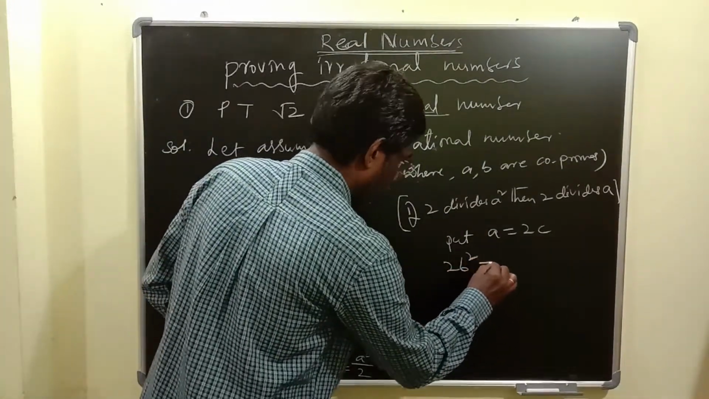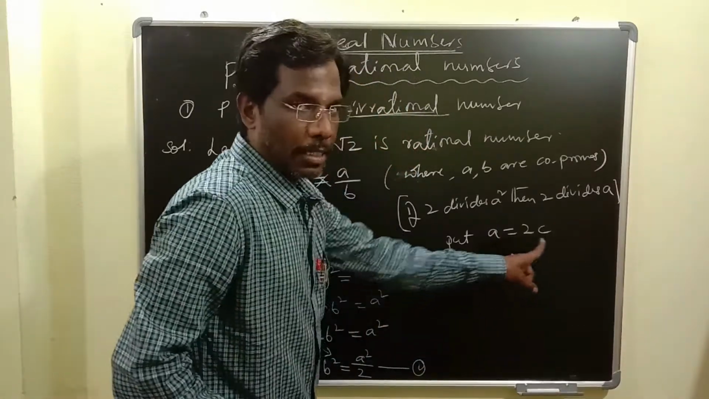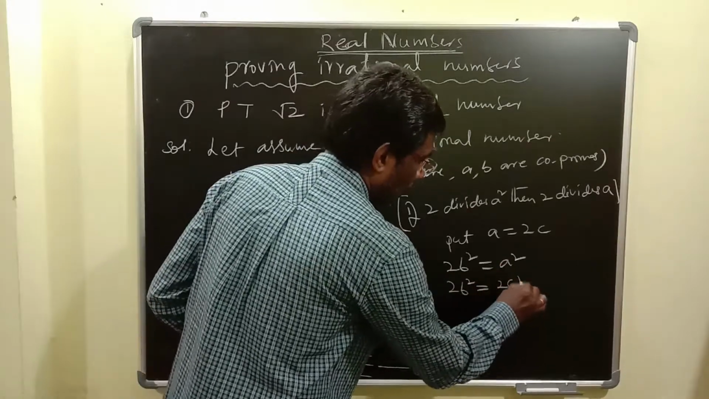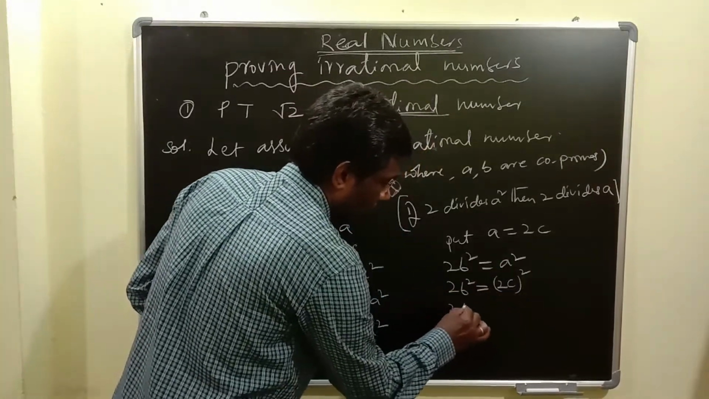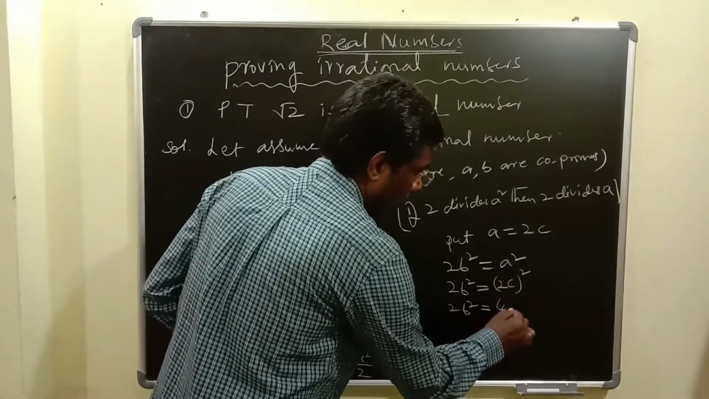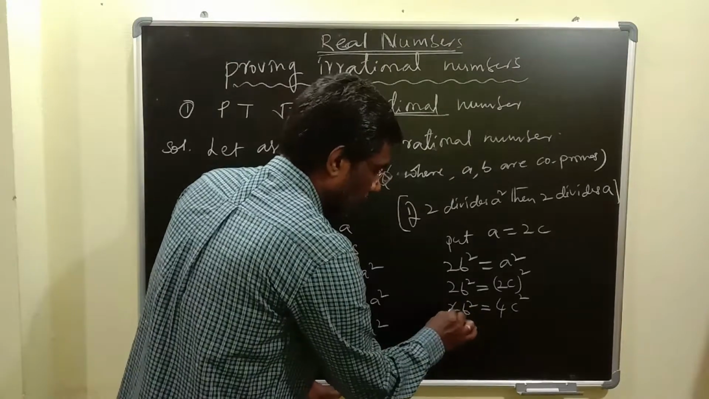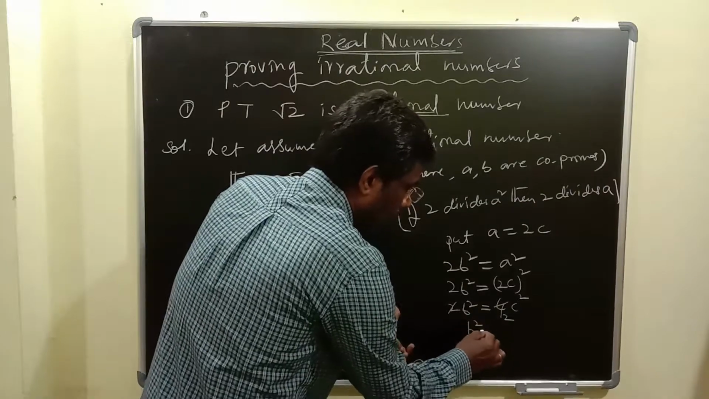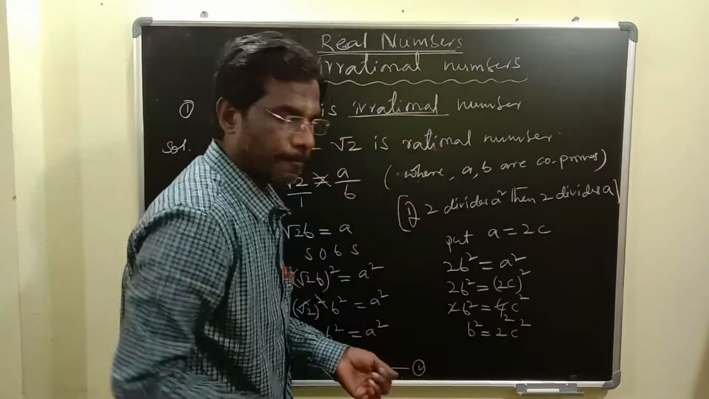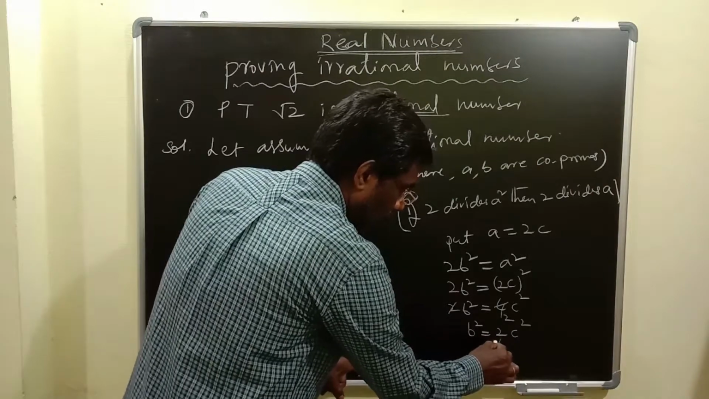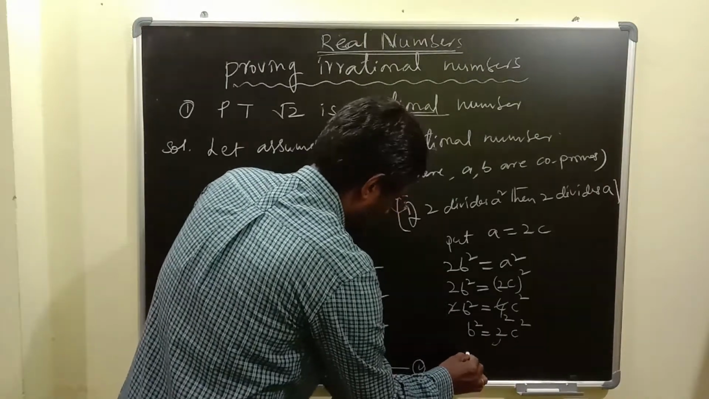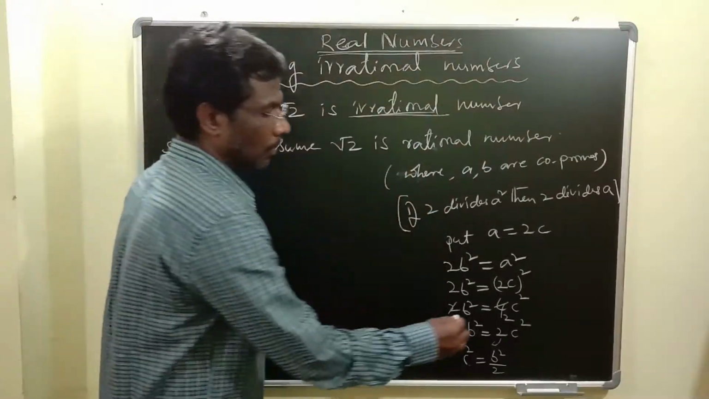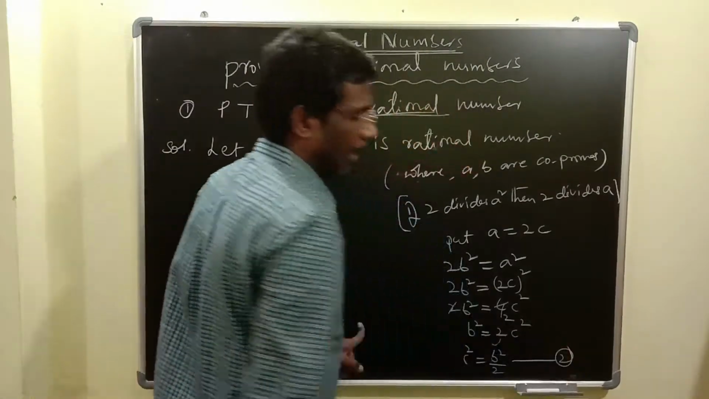So we get, in 2 b square is equal to a square, we substitute a is equal to 2c. Write 2 b square as it is. In place of a, write 2c whole square. 2 b square is equal to 2 square, which is 4, and c square. If we cancel this 2 with 4, we get b square is equal to 2c square. If this 2 is taken to the left side, c square is equal to b square by 2. This we can call the second equation.